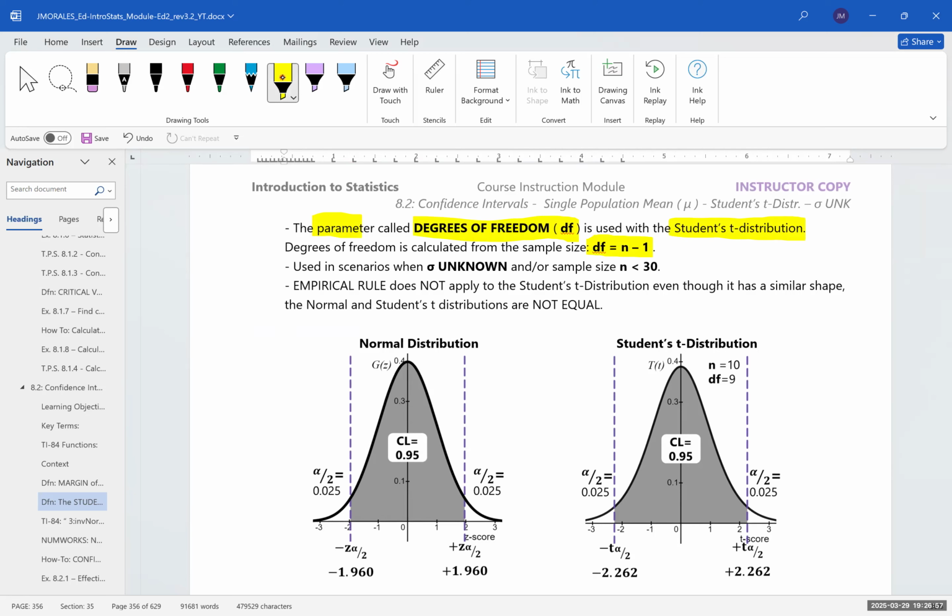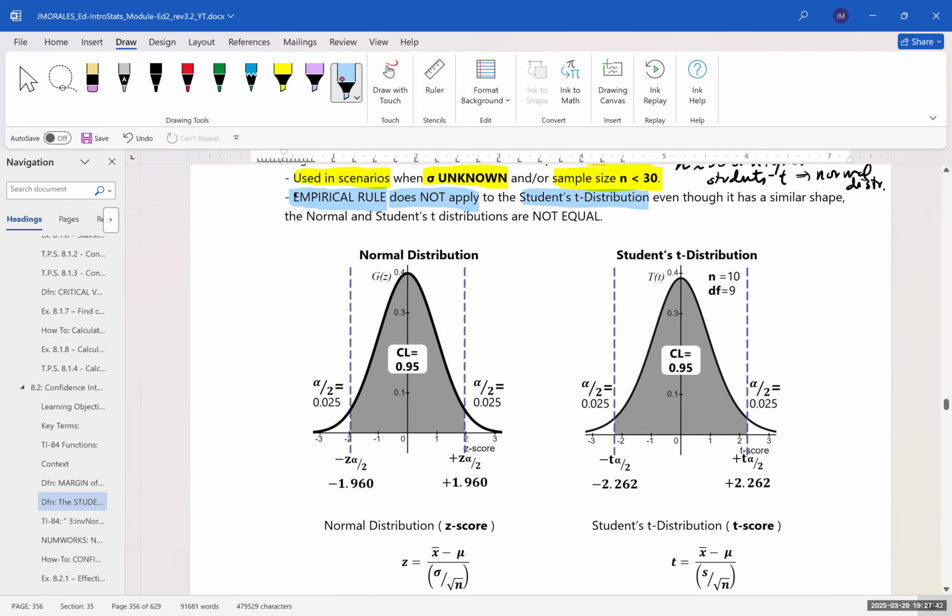The student's T distribution is used in scenarios when the population standard deviation is unknown and or the sample size is less than 30. So remember what I just told you about the sample size? When the sample size is about 30 or higher, the student's T distribution approximates the normal distribution. You remember previously we talked about the empirical rule? Well, the empirical rule does not apply to the student's t-distribution.